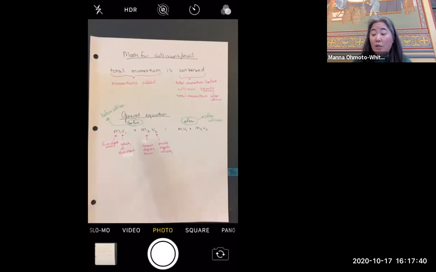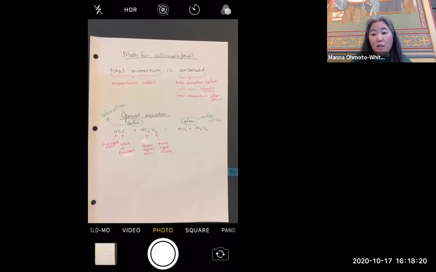m2v2. Now, these aren't the same. This is before the collision or separation, and this is after the collision. What I'm saying is that the first object's mass times the velocity of the first object plus the second object's mass times its velocity will equal whatever the velocities change to after the collision. Right, so the masses stay the same. Mass 1 is always mass 1, mass 2 is mass 2, but their velocities might change. But when I add up their momentums before, it's going to equal the momentums after.